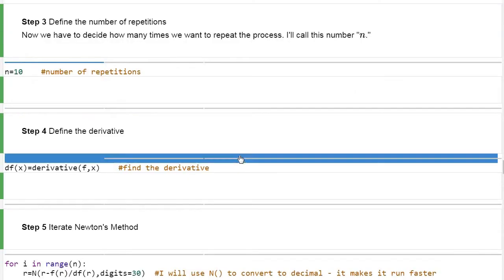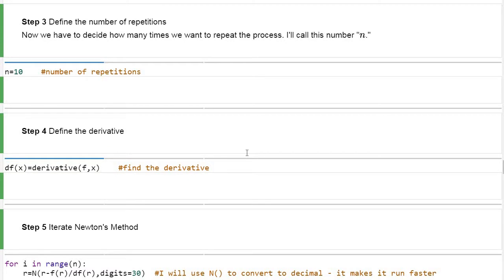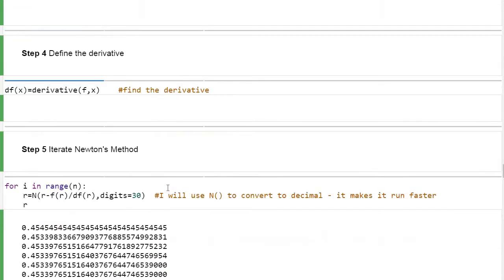I need to decide how many times I want to repeat this process. So I'm going to repeat it 10 times. I'm going to call n my name for the number of repetitions. So 10 repetitions. I need to find the tangent line. Sorry, I don't need to find the tangent line. I need to find the derivative, because that's part of the formula. Remember, the formula is the old estimate minus the function value divided by the derivative at that old estimate. So I need the derivative. So I call my derivative df as usual.